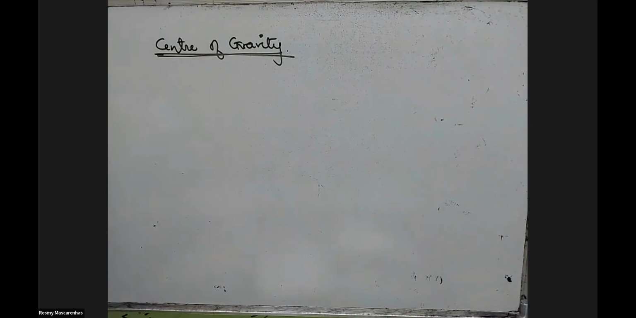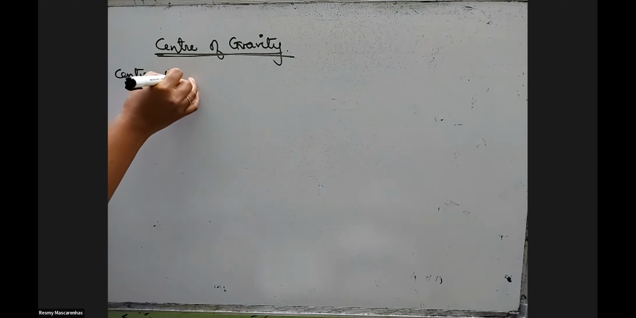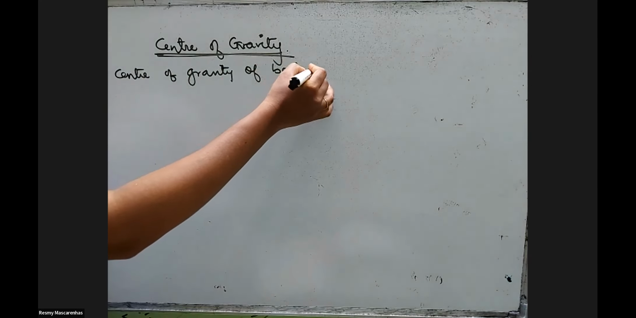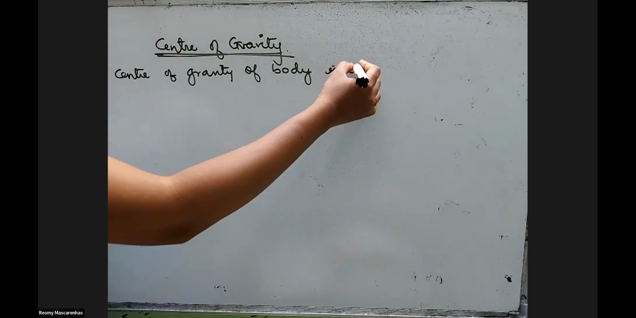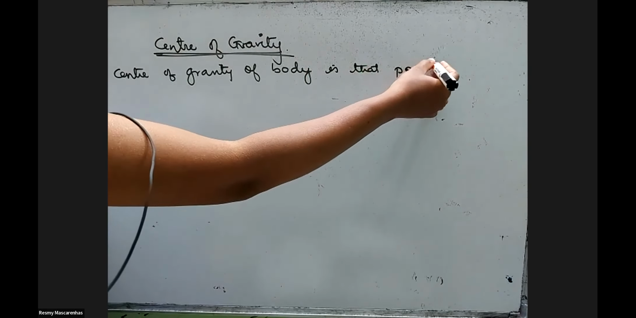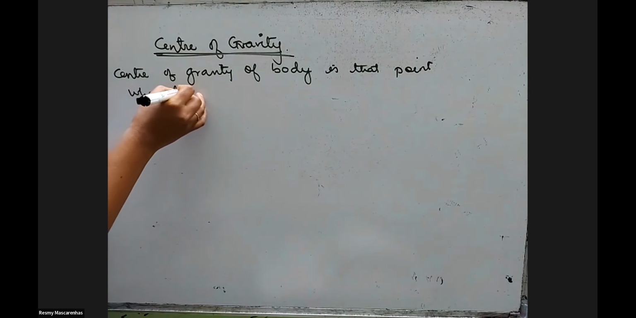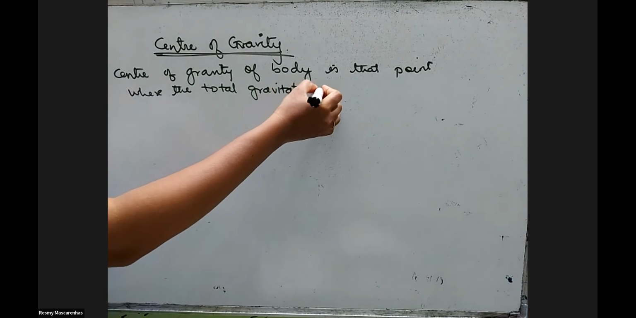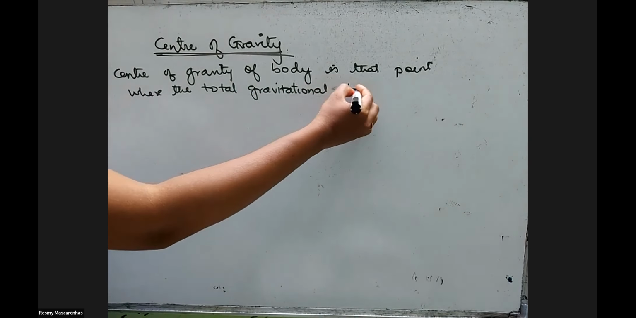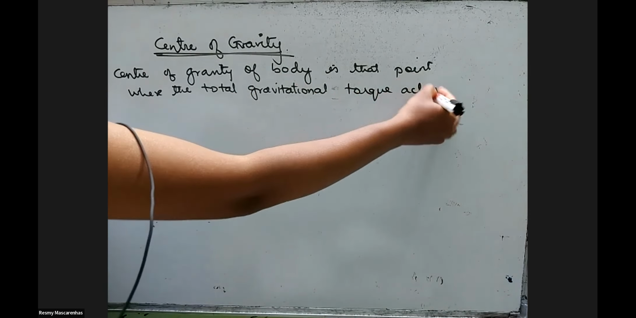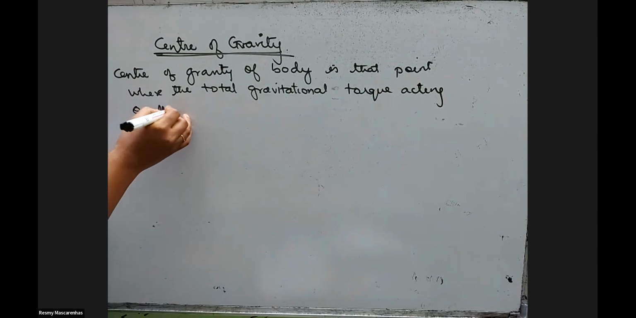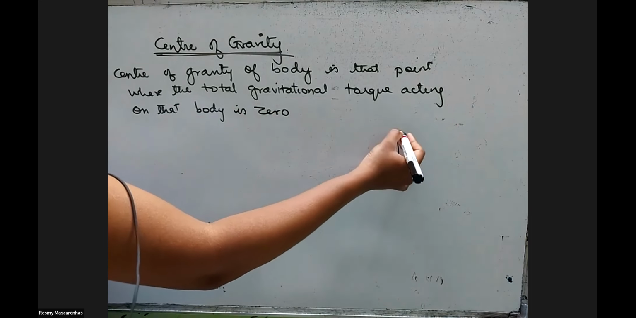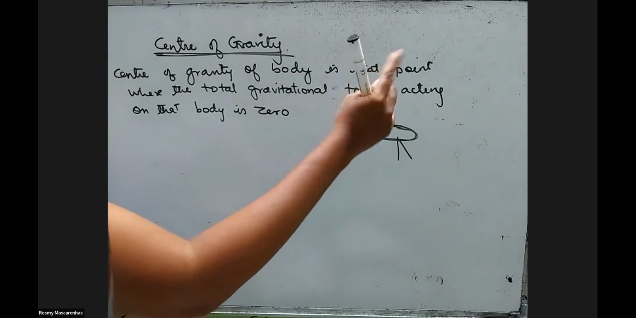So what is center of gravity? The center of gravity of a body is that point where the total gravitational force, torque you can say, acting on that body is zero.